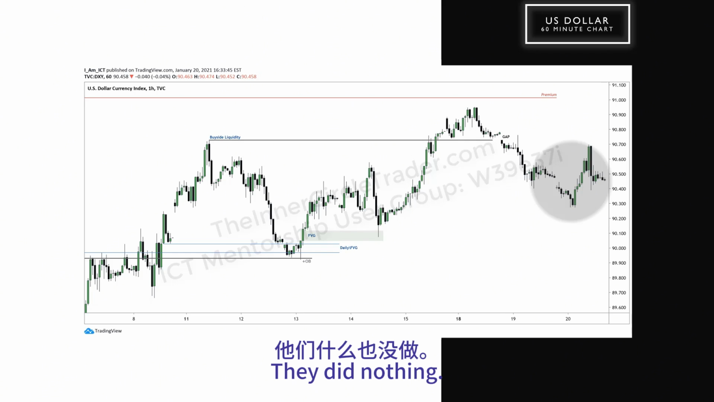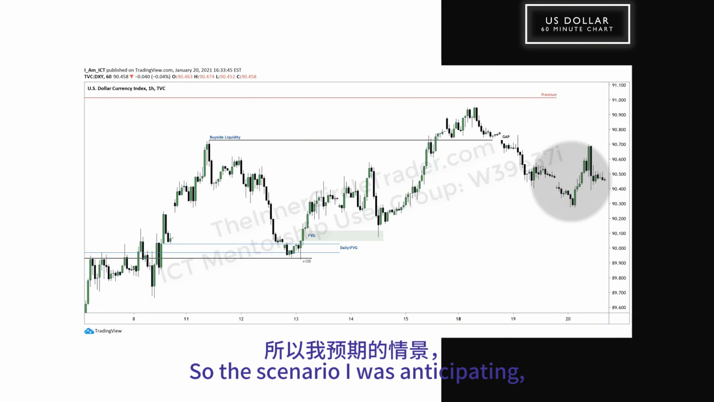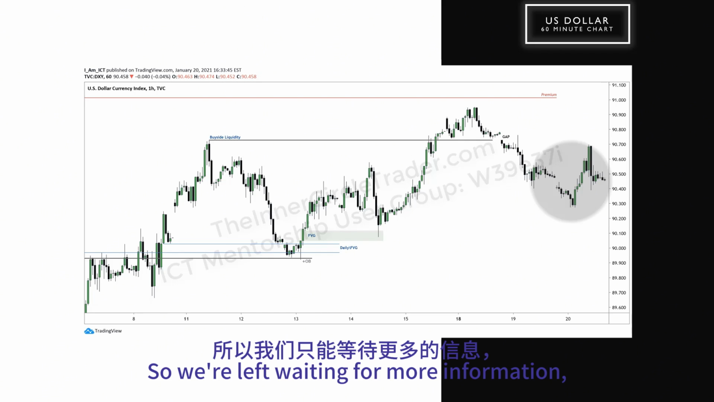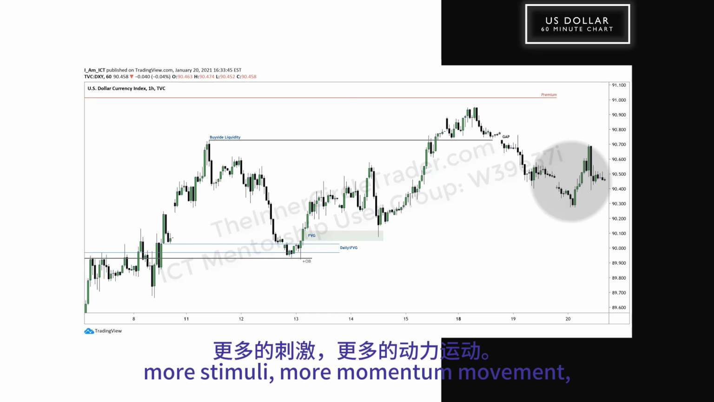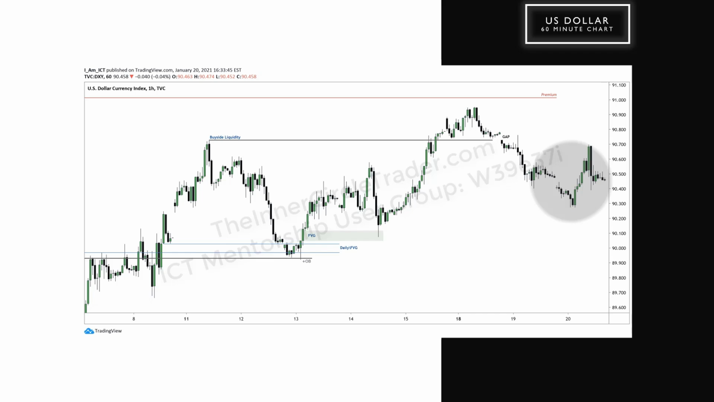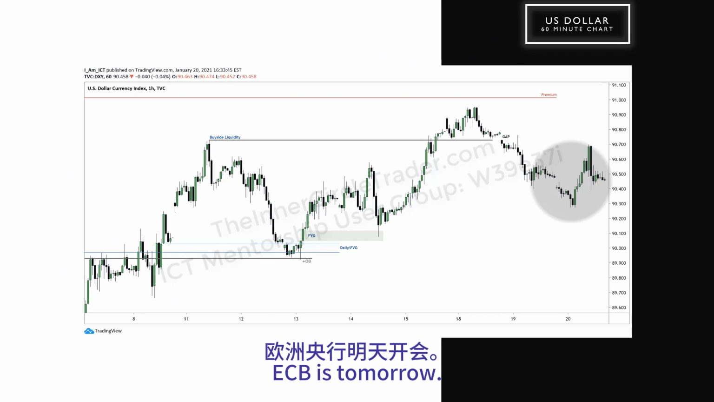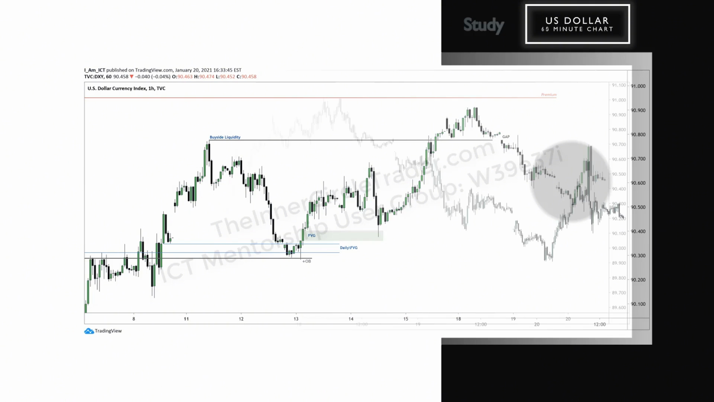Nothing. They did nothing. So the scenario I was anticipating, some kind of a volatility injection as a result of it, just didn't materialize. So we're left waiting for more information, more stimuli, more momentum, movement, some kind of displacement needs to take place now. And again, as I mentioned, ECB is tomorrow, so we might get something from that.